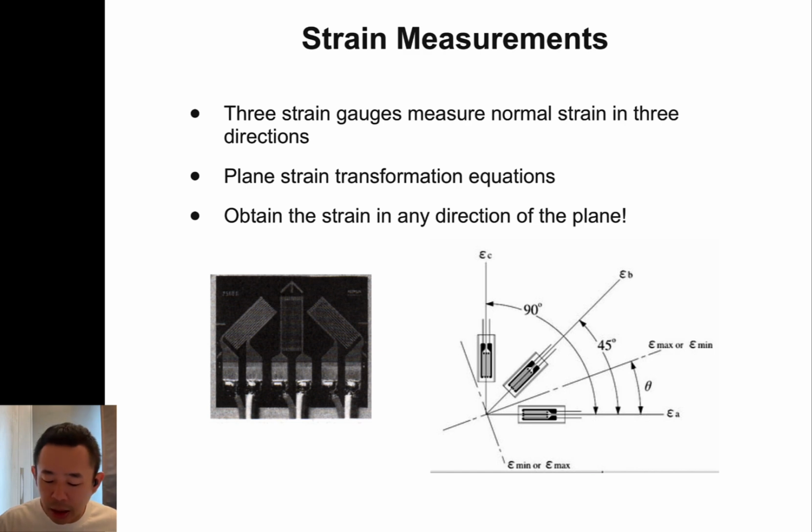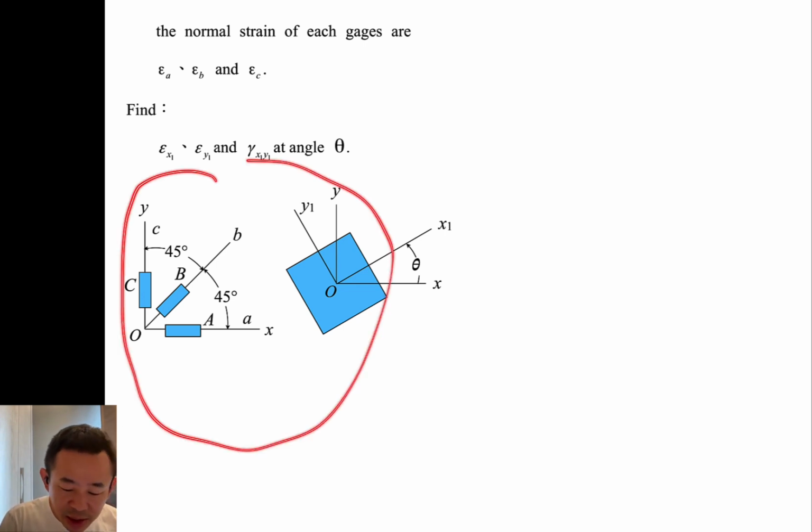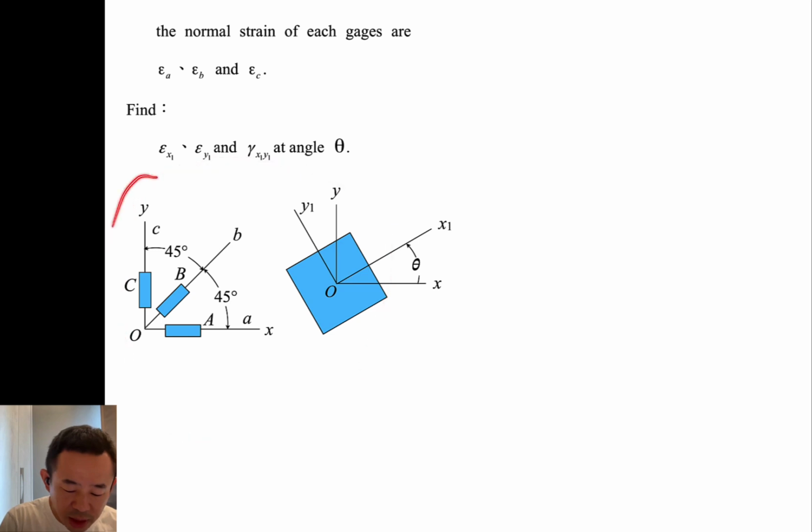So we typically use three strain gauges. Okay, and then we are going to use these three strain gauges to obtain gamma xy. Okay, so I will show you how. Imagine that there's a material like this, all right, and we stick three strain gauges in the X and Y directions and the 45-degree direction.